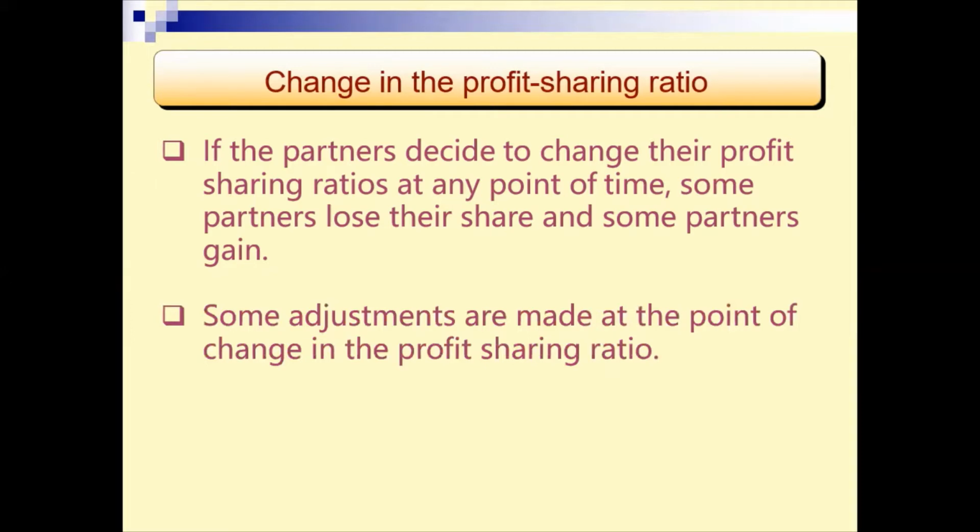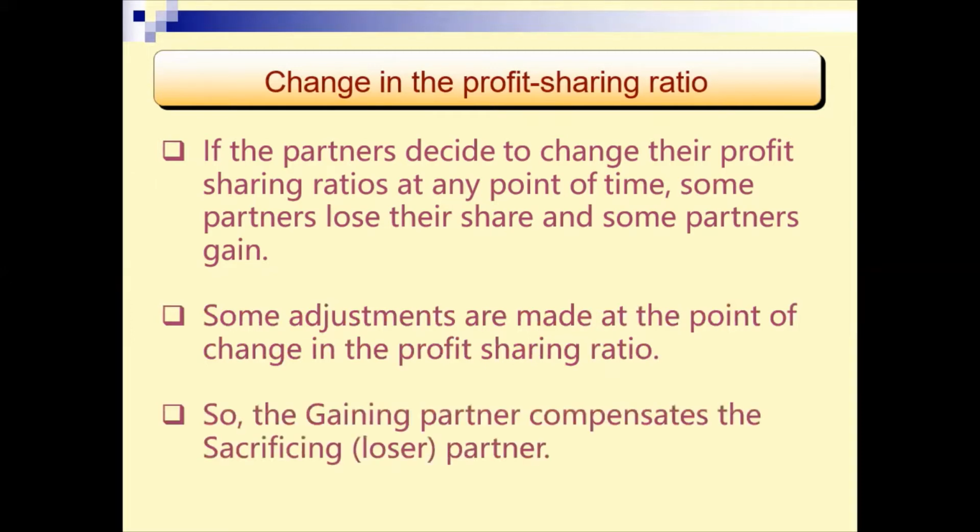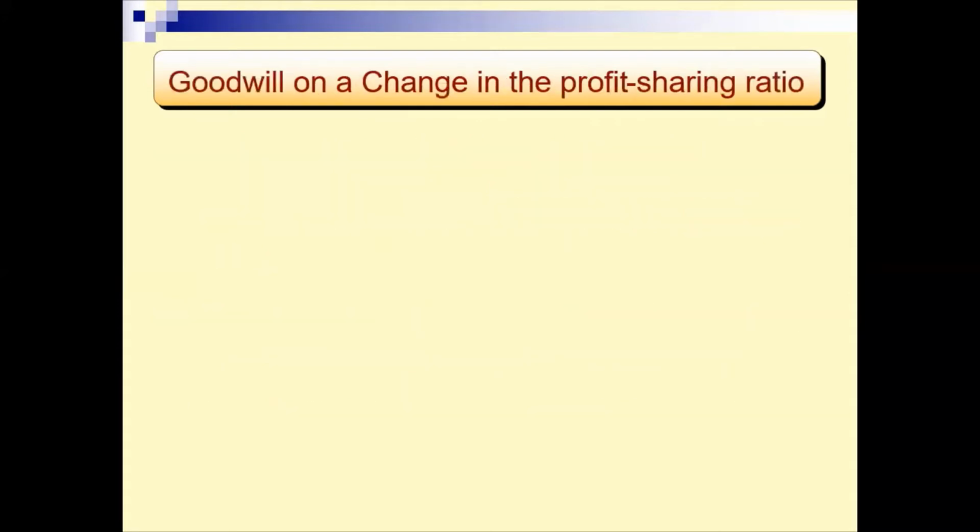The main reason why these adjustments are made is that the gaining partners compensate the sacrificing partners, or the partners who are losing on profit sharing ratio due to that particular change. So a number of adjustments need to be made. One of those adjustments is goodwill. So we shall focus on goodwill, or the treatment of goodwill on change in profit sharing ratio in a partnership.